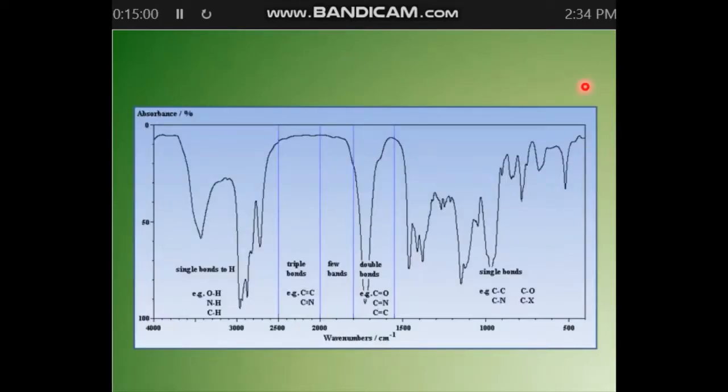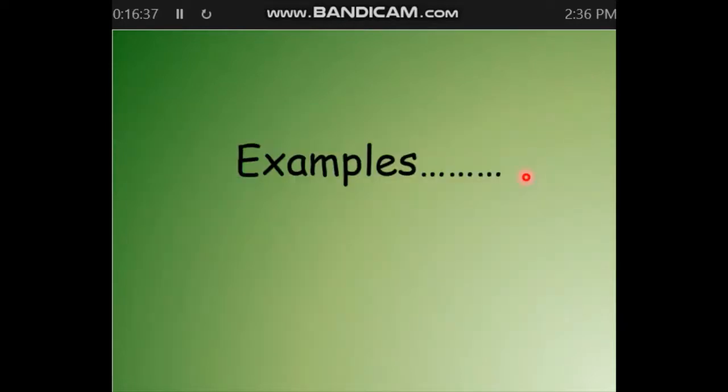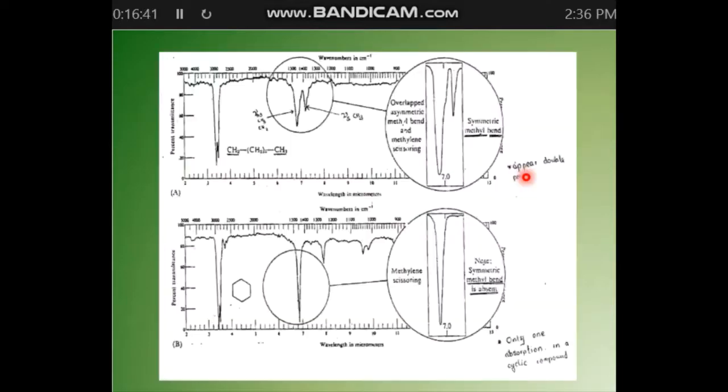This picture here helps show how to look for different functional groups when you have an IR spectrum. Let's see how to study an IR spectrum using a few examples. In this example, it's a simple hydrocarbon. The top spectrum is acyclic and the bottom spectrum is a cyclic hydrocarbon.